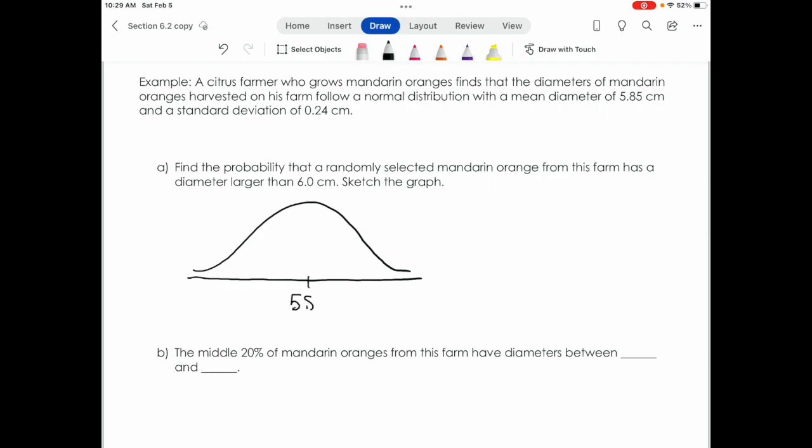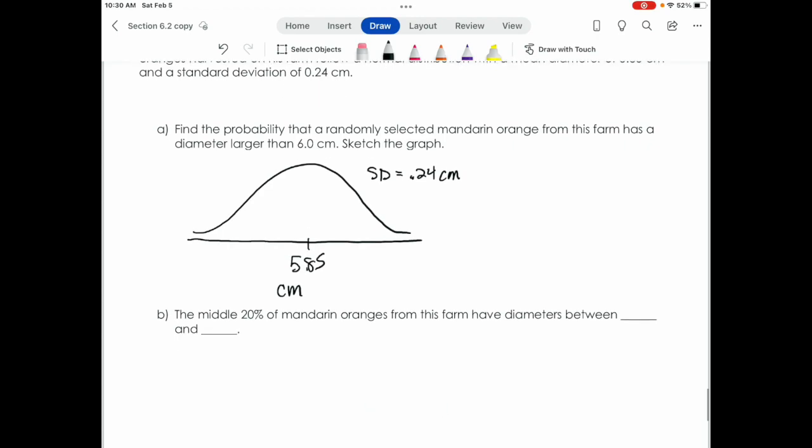All right, so here is our graph. We have the mean, which is 5.85, and this is our centimeters for the diameter, and our standard deviation is 0.24. And again, this is centimeters. So we want to find the probability that if we pick a random orange, we're going to get a diameter bigger than 6. So over here somewhere, a little bit bigger than 5.85, we have 6, and we want to find this probability that it's bigger. So we need to find that percentage that falls under that curve.